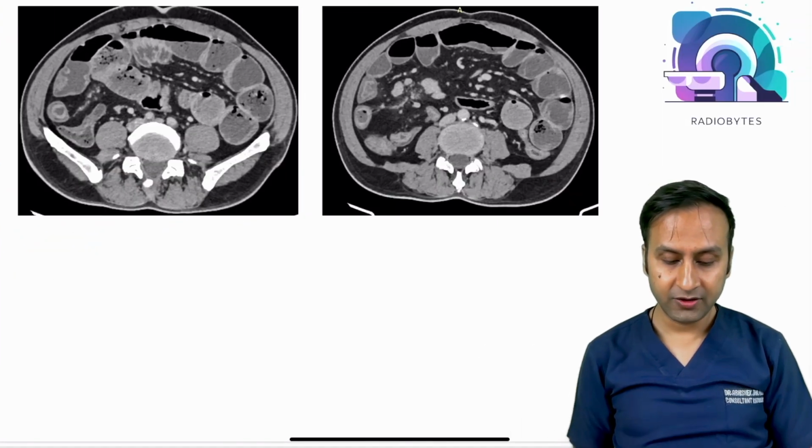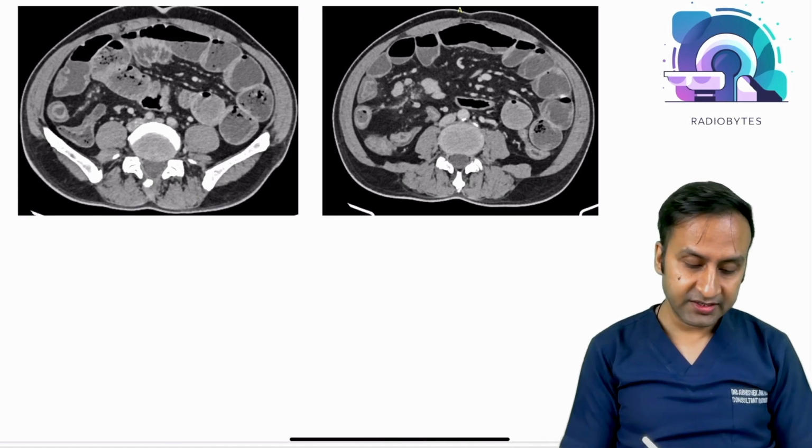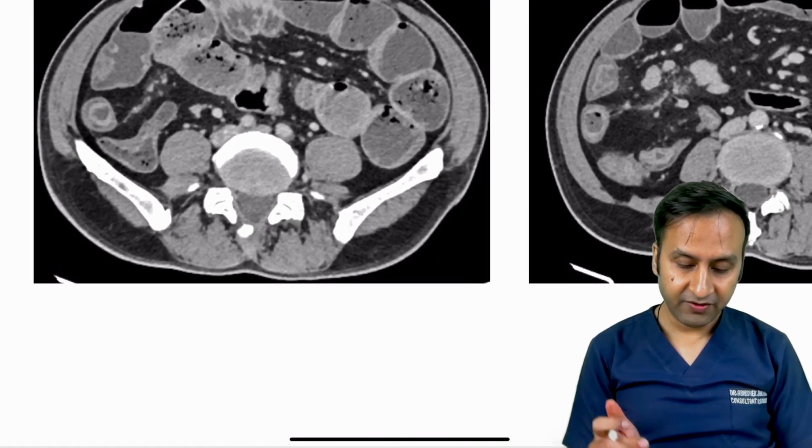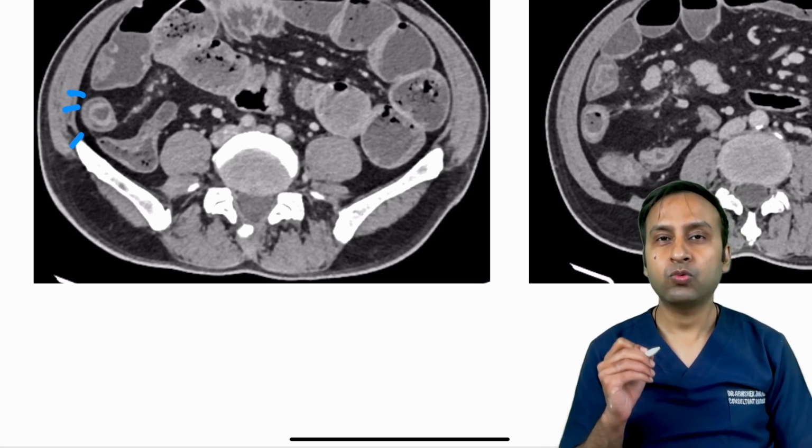Now let's go ahead and look at the most important findings of this case from the axial view. So in this axial view, again, I'm just going to magnify it. You can see that there is a bowel wall thickening which is present all over here, and this bowel wall thickening is more so concentric.